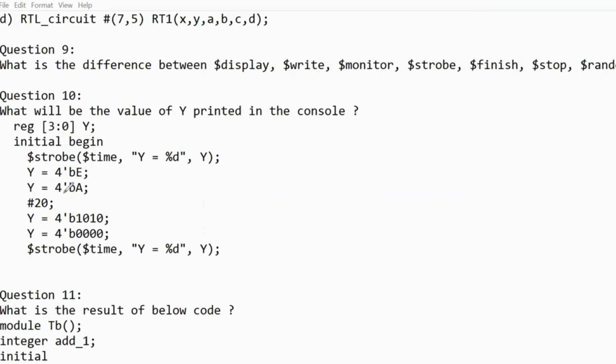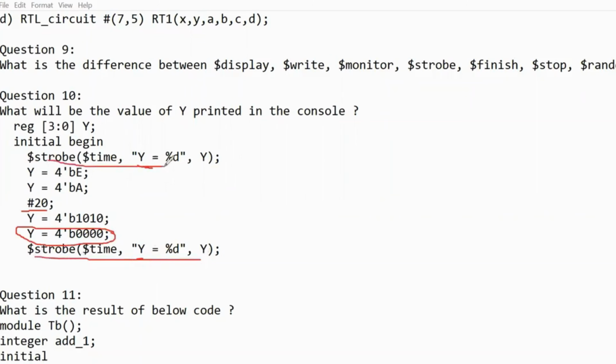It will execute the delay time. Okay. What will be the value of y? I think it's 0. Why is it 0? It will print this statement. Yes, ma'am. Okay. This $strobe will print that statement.